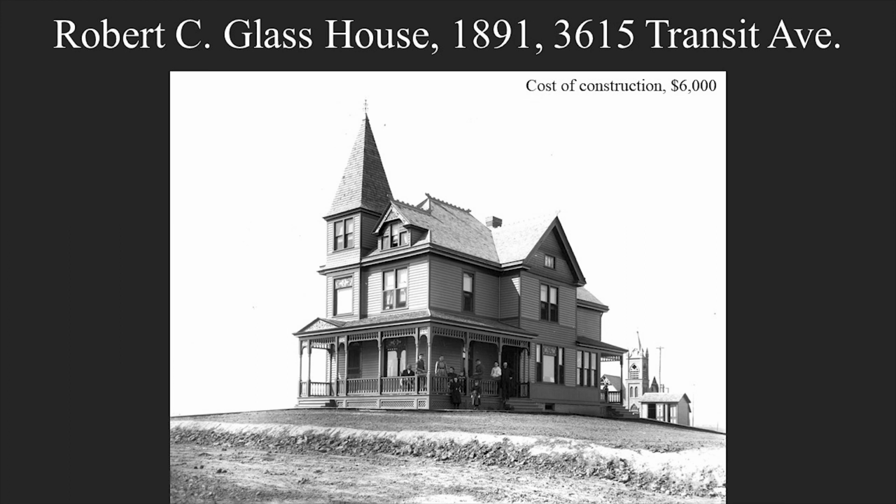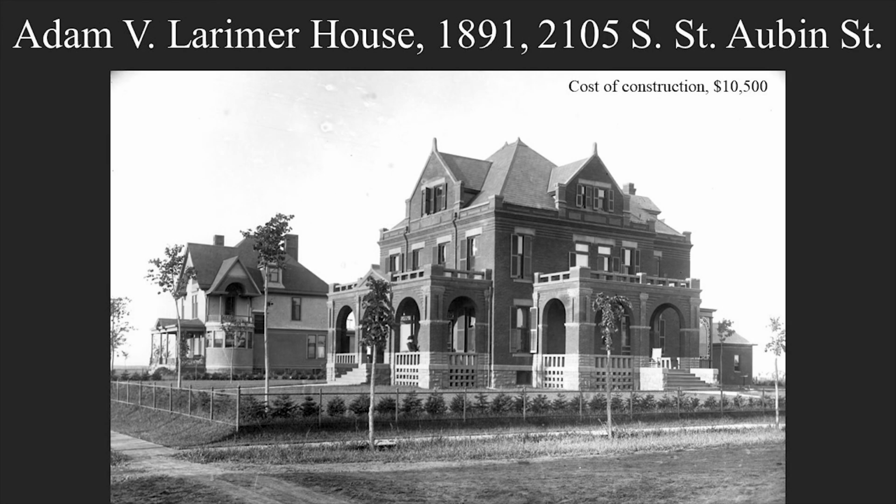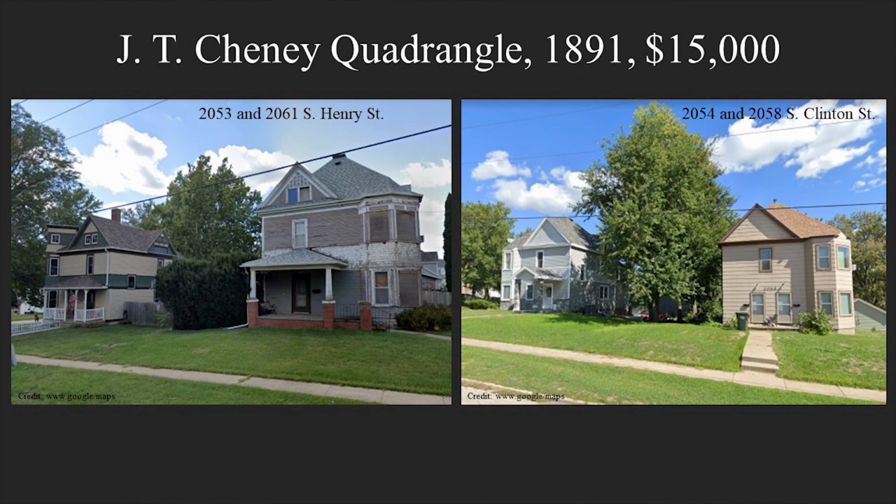The Robert C. Glass House, built in 1891 at 3615 Transit Avenue for $6,000. This house is still standing. It doesn't look like this anymore, though. Adam V. Larimer House, built in 1891 at 2105 South St. Aubin, cost of $10,500. This is a cross between Richardsonian Romanesque and Queen Anne style architecture, and it's kind of a little bit of commercial architecture looking as well. This is one of the great ones.